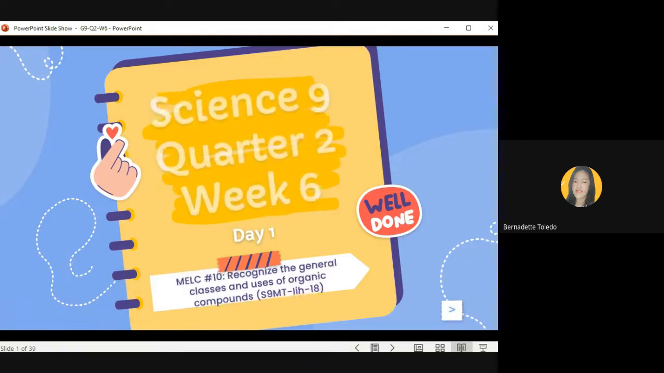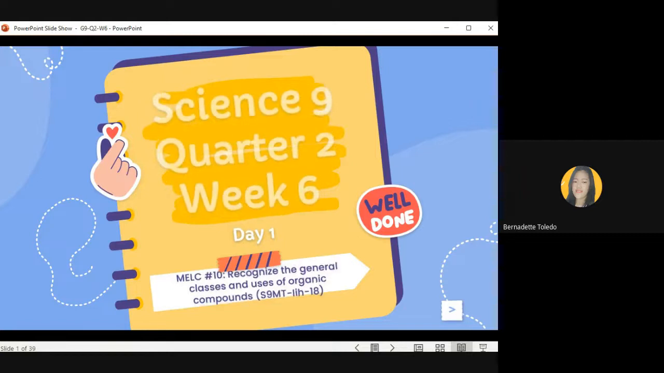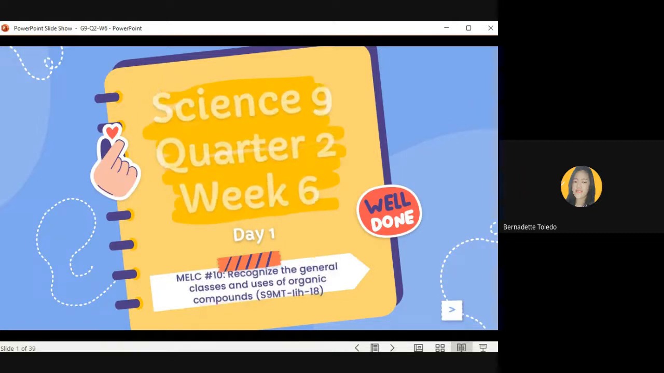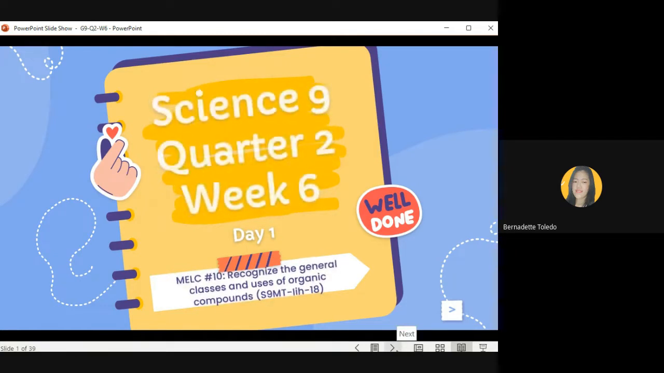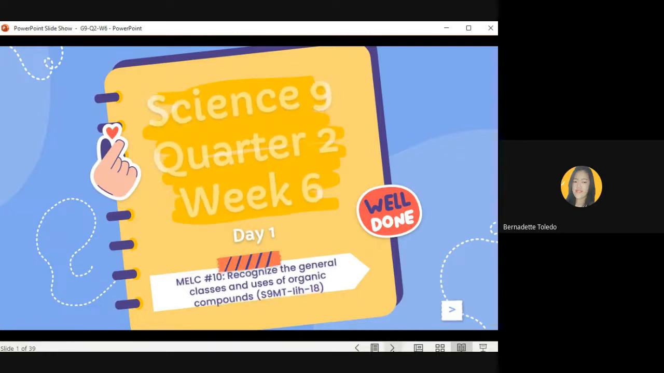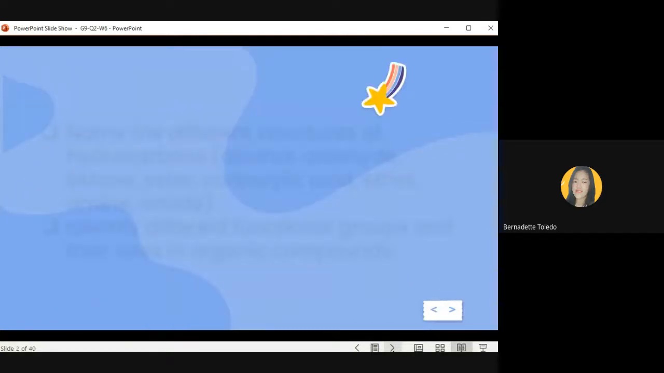And for this week's lesson, we will be dealing with our block number 10, which is to recognize the general classes and uses of organic compounds. So, last lesson we discussed the hydrocarbons such as the alkanes, alkenes, and alkynes. So, for today, we will be dealing with the following lesson objectives.